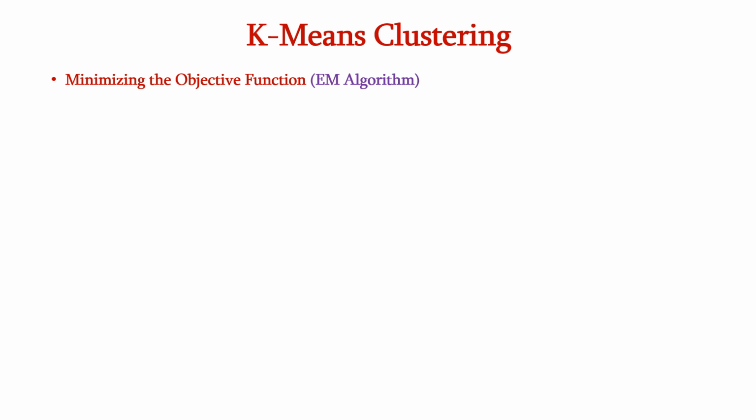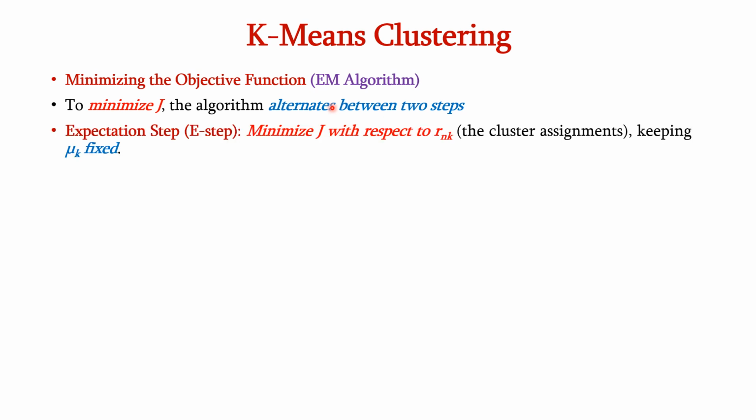To minimize the objective function, we can use the EM algorithm that alternates between two steps, namely the expectation step and the maximization step. Here E represents the expectation step and M represents the maximization step. First, let us see the expectation step. Here we minimize the objective function J with respect to the cluster assignments Rnk, keeping the cluster centroid mu k fixed.